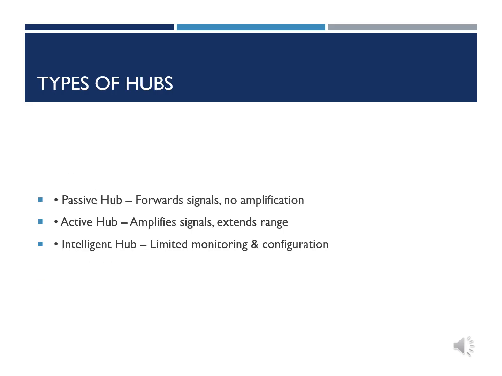There are three main types of hubs. Passive hub, just forwards signals, no amplification. Active hub, boosts signals to cover longer distances. Intelligent hub, can monitor traffic and has limited configuration options.